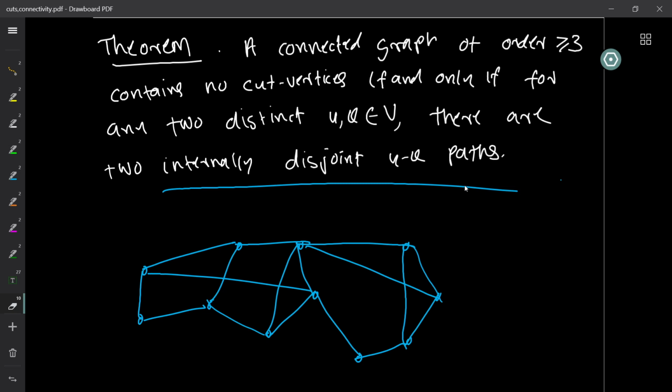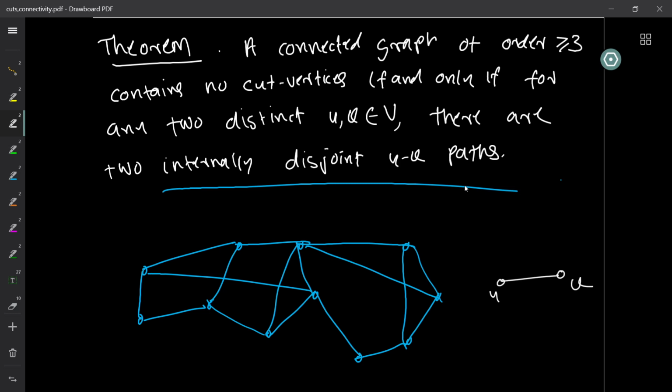So one thing that we can start with is the assumption that you have these vertices u and v in the graph. You are saying that for any two distinct vertices, there are two internally disjoint uv paths in the graph, right? Now let us assume that u and v are adjacent. That is the first case. So if u and v are adjacent, then what can we say?